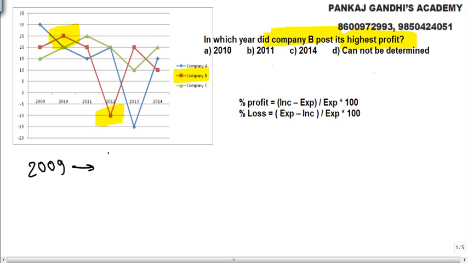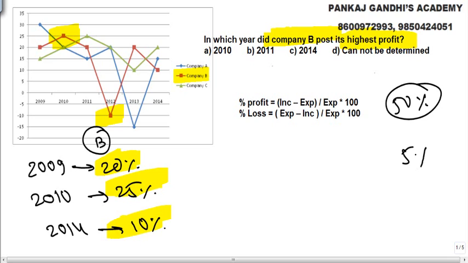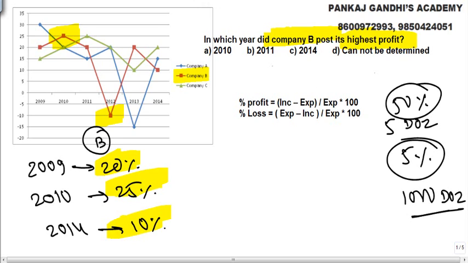In 2009 B had percentage profit 20%, in 2010 25%, in 2014 just 10%. But sometimes it may happen you reduce the profit margin. Imagine you have the mango season right now. Someone is selling at a 50% profit, someone is selling at 5% profit, but he sells 1000 dozens and he sells just 5 dozens. Look, percentage profit of B was highest in 2010.